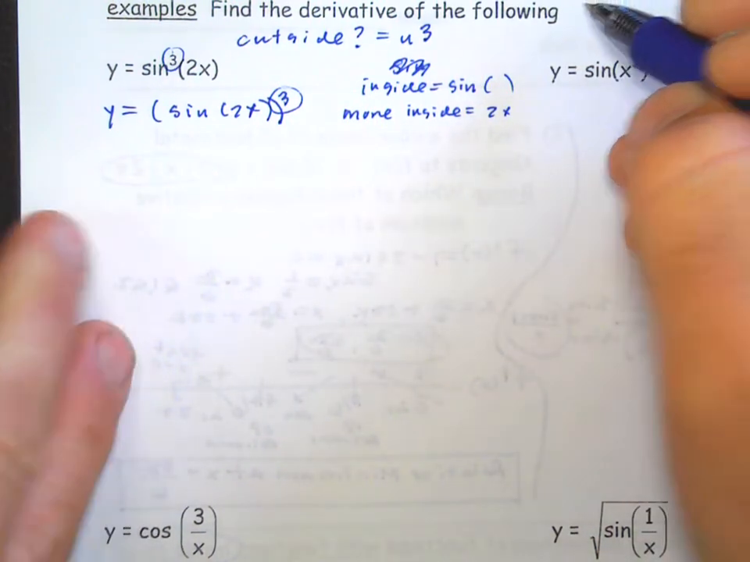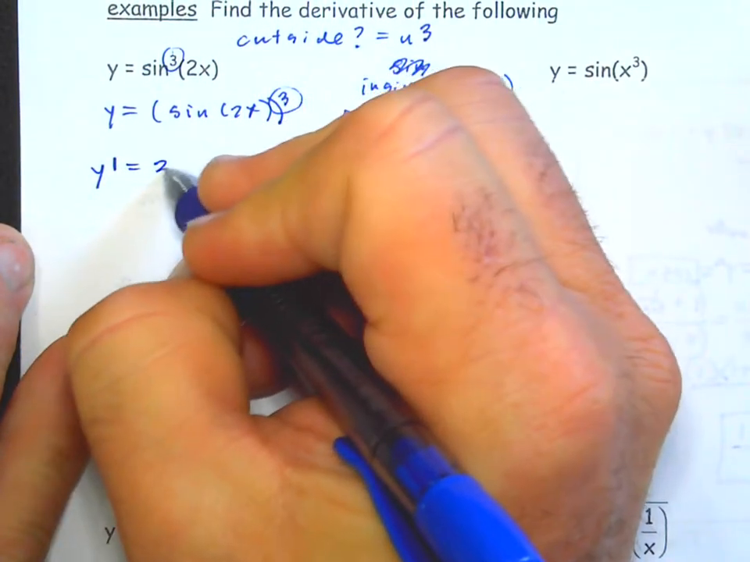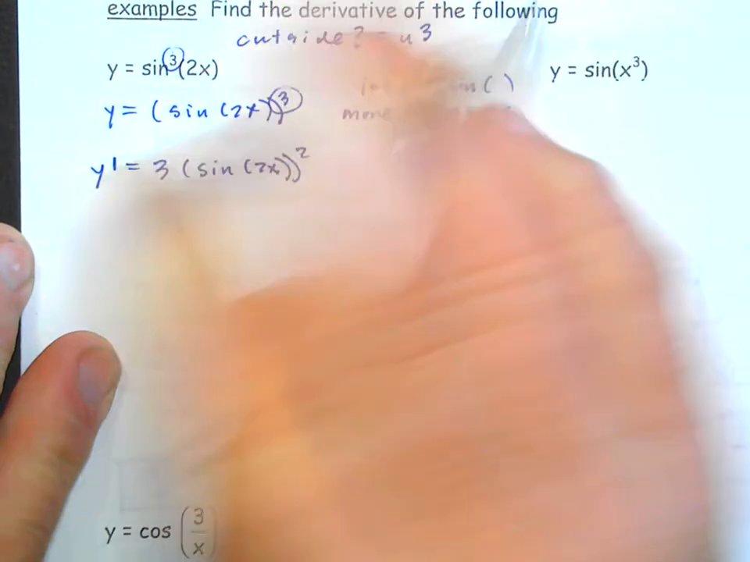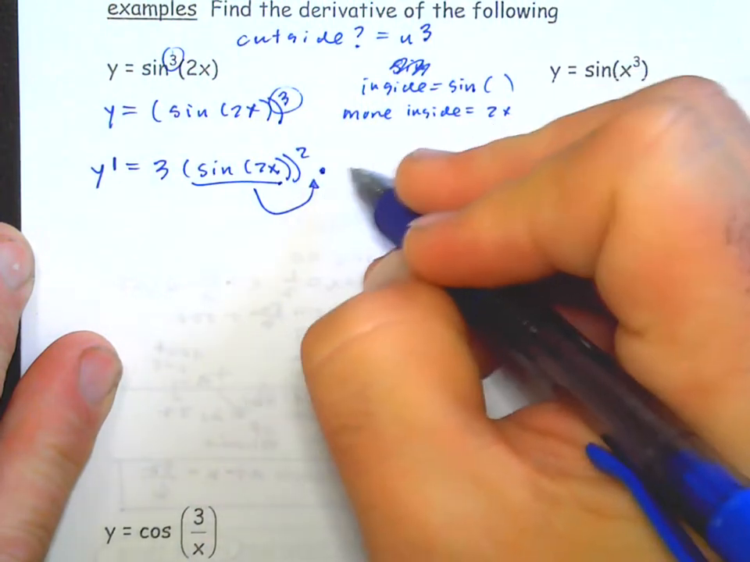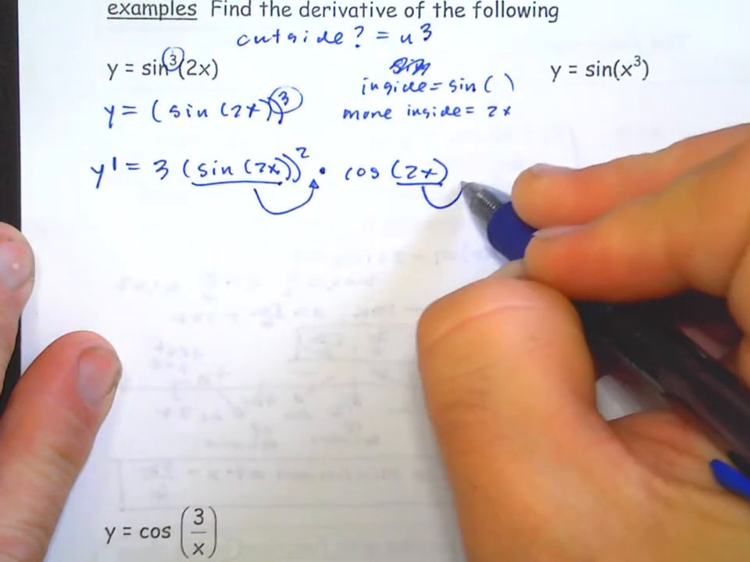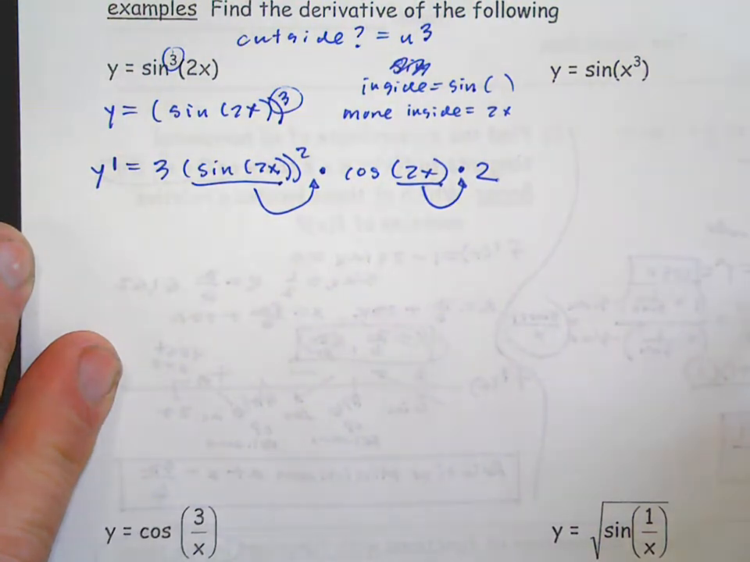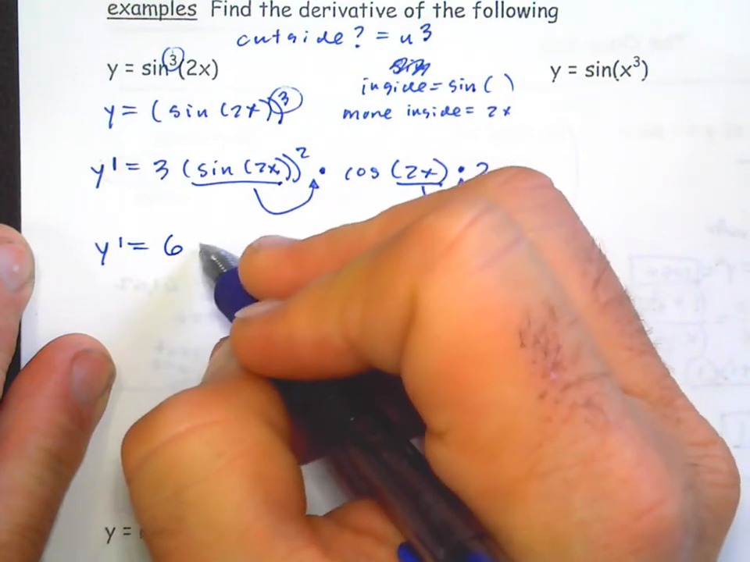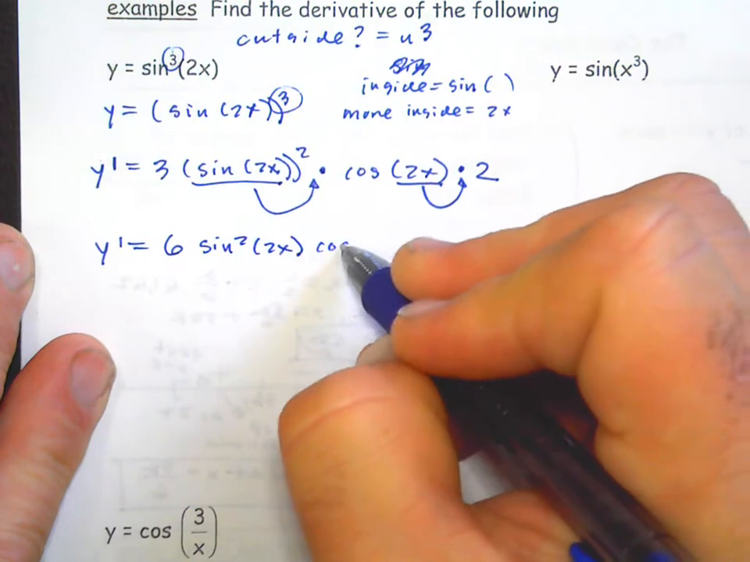And you've got to work from the outside in. So you have multiple chain rules. y prime equals 3 times, leave the inside the same. We're just doing the outer derivative first. Then we've got to multiply by the derivative of what's inside. Derivative of sine is cosine. Leave the inside of it the same, and it has its own inner function whose derivative is 2. So we've got to keep going. So y prime for our final answer, probably write it 6 sine squared 2x cosine 2x.